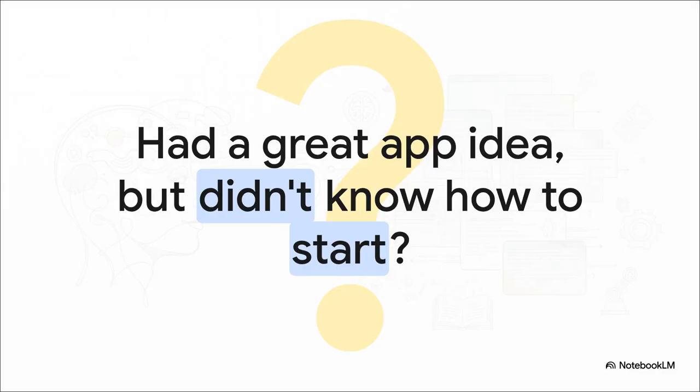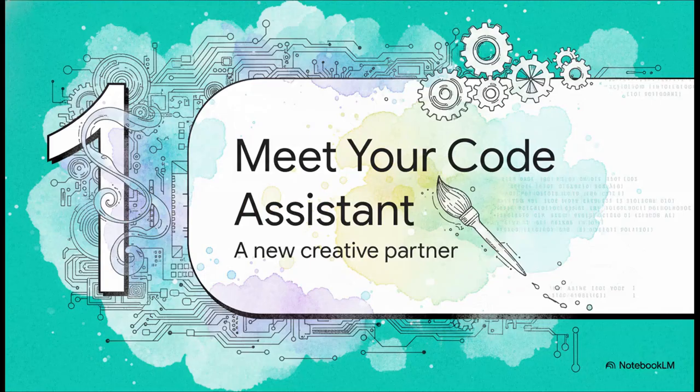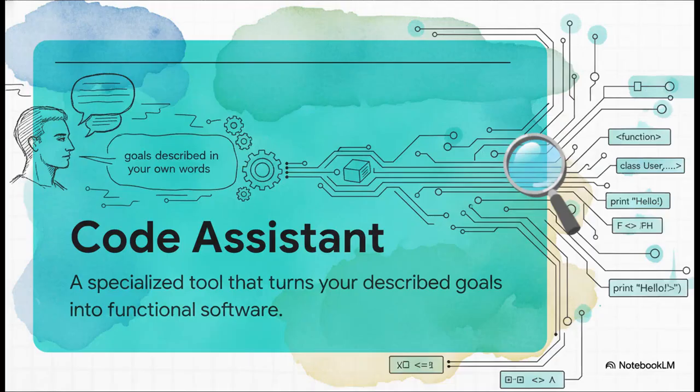We all have. That light bulb moment. I've got the perfect idea for an app. And then, bam, the reality hits. The coding. It's like hitting a brick wall, and so many great ideas just die right there. So the big question is, how do we knock that wall down? Well, it turns out the answer might be a new kind of creative partner, and we're calling it the Code Assistant.